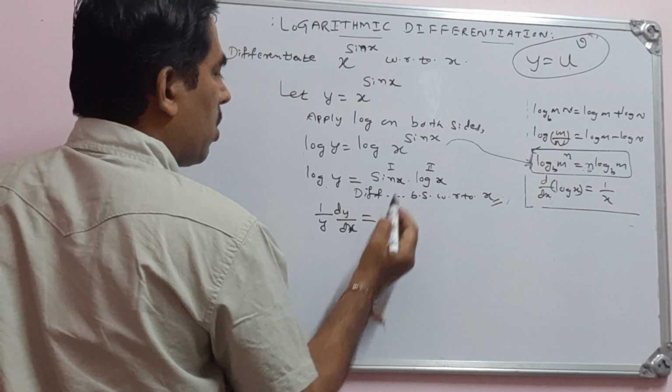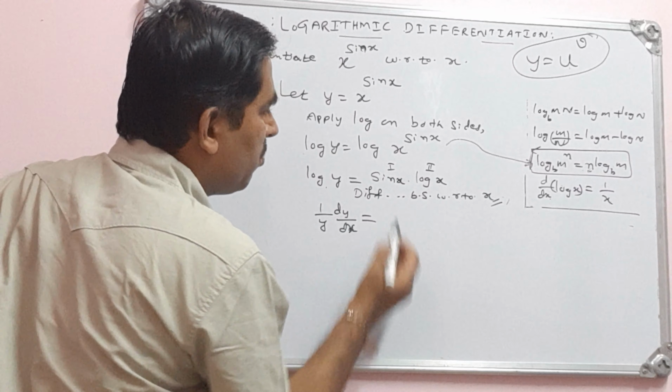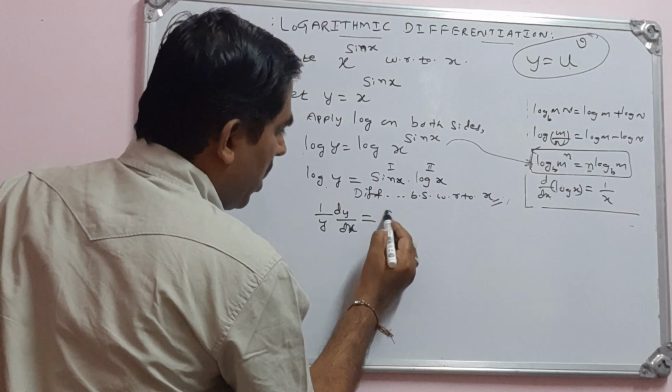Then the product rule. We can write it directly after practicing. Otherwise, the product rule says: first function into the derivative of the second function, that is the derivative of log x, plus you keep log x outside and take the derivative of the first function. The first function is sin x. Sin x into the derivative of log x, which is 1 by x, plus log x and the derivative of sin x, which is cos x.